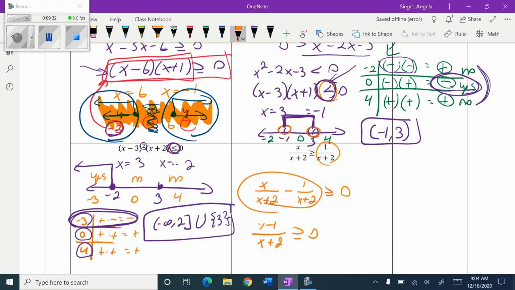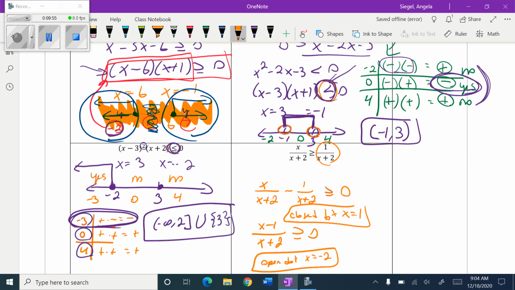Okay, so on the bottom, just like we said, I'm going to have an open dot at x equals -2. So that's one of my boundaries. And then my top boundary is going to be a closed dot at x equals 1. Okay, so that's where I'm starting. So those are my 2 boundaries: -2, open dot, 1, closed dot.